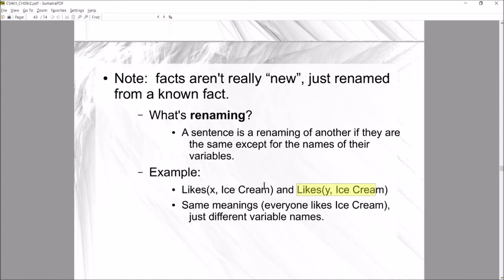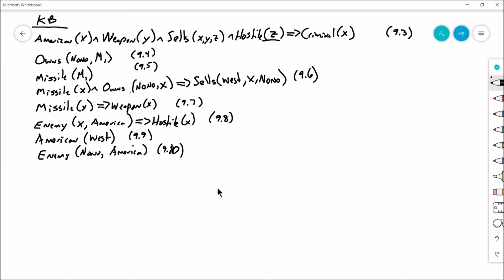if you already had likes X ice cream in there, where you're saying everybody likes ice cream. If you added a new sentence, likes Y ice cream, that's not a new fact. That's not something new. You're saying the same thing, just using a different variable name. They have the same meaning. So you wouldn't be adding another sentence that has the same meaning as something that exists. The only difference is that you have a different variable name.